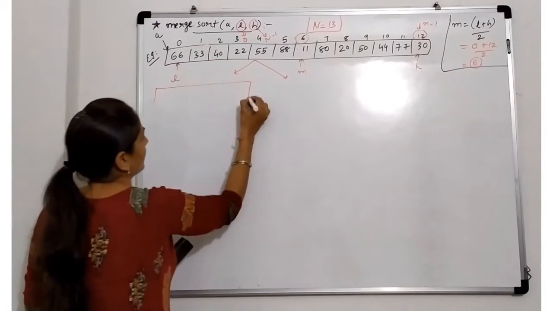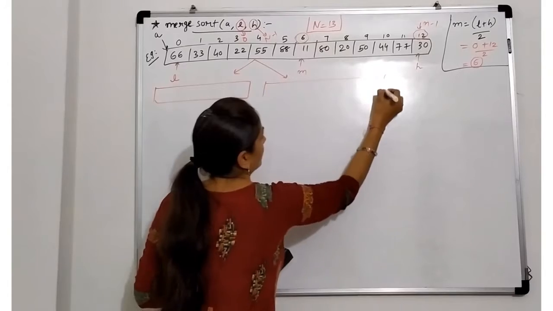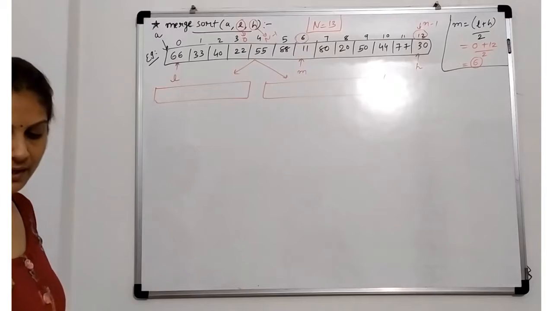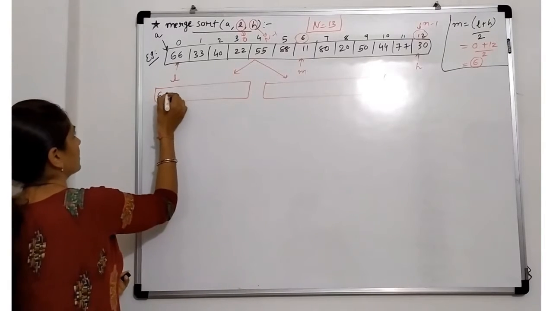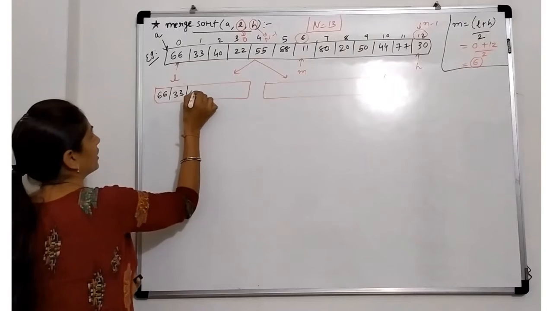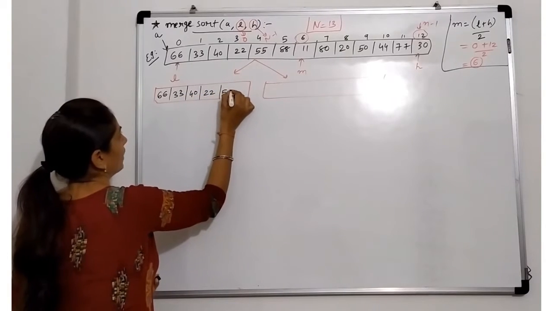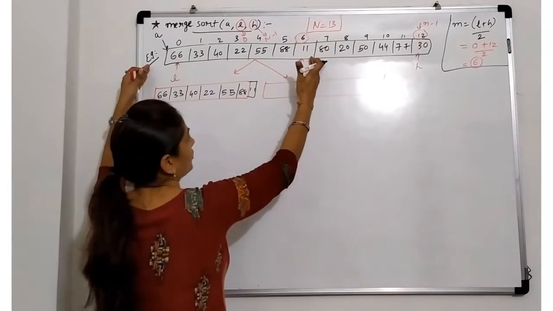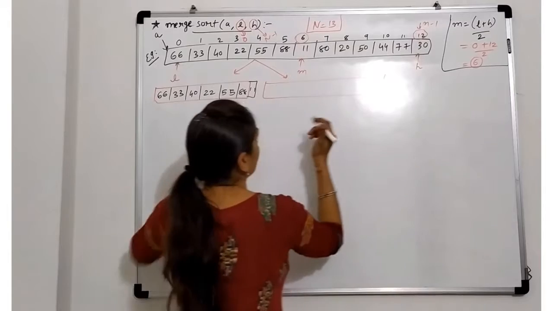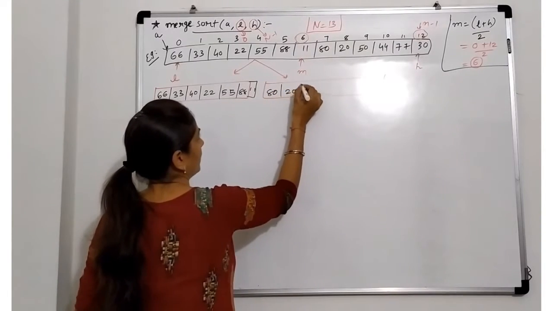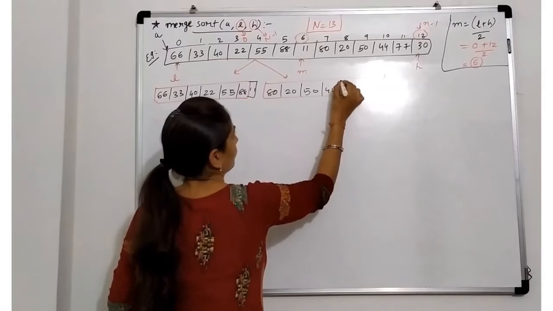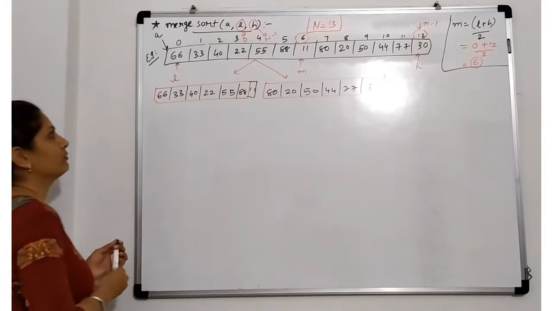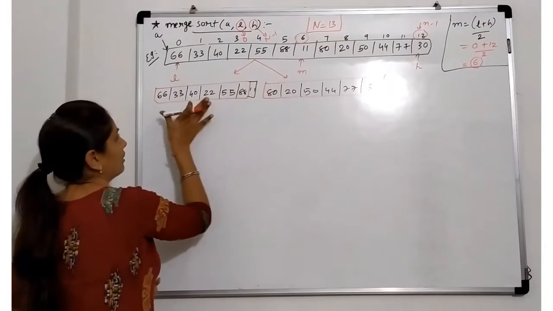So this array is divided into two parts. The first part is 66, 33, 40, 22, 55, 88 and 11, from L to M. The second part is 80, 20, 50, 44, 77 and 30. This is divided into two parts according to the formula. Now apply the same formula for these two parts.